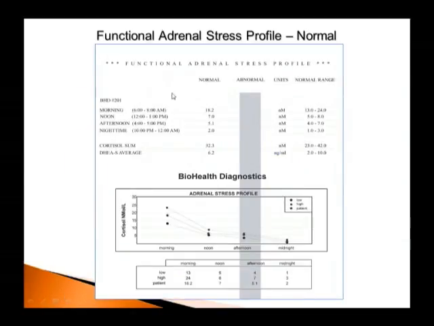Now, this is a normal pattern, if you will, of a salivary adrenal test. The morning cortisol, as you look at the reference range, is highest, and then as the day progresses, the levels drop. This test also looks at DHEA, which we'll talk about shortly. So this is a fairly normal-looking pattern.